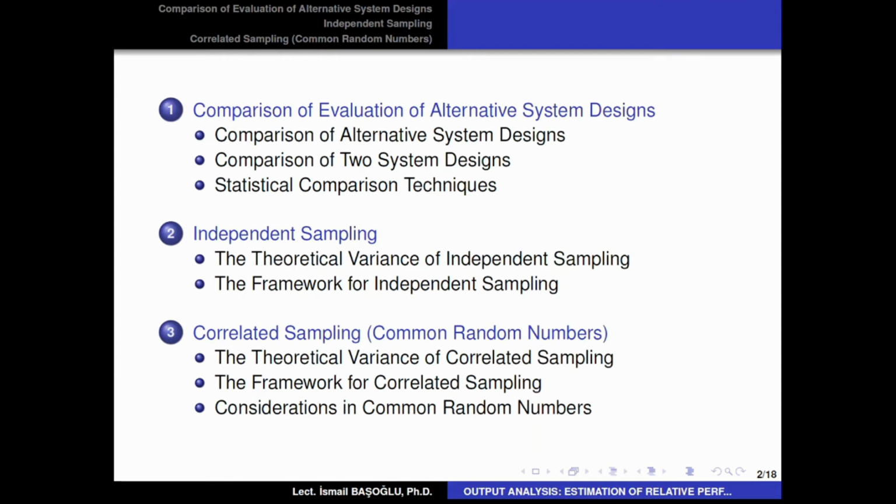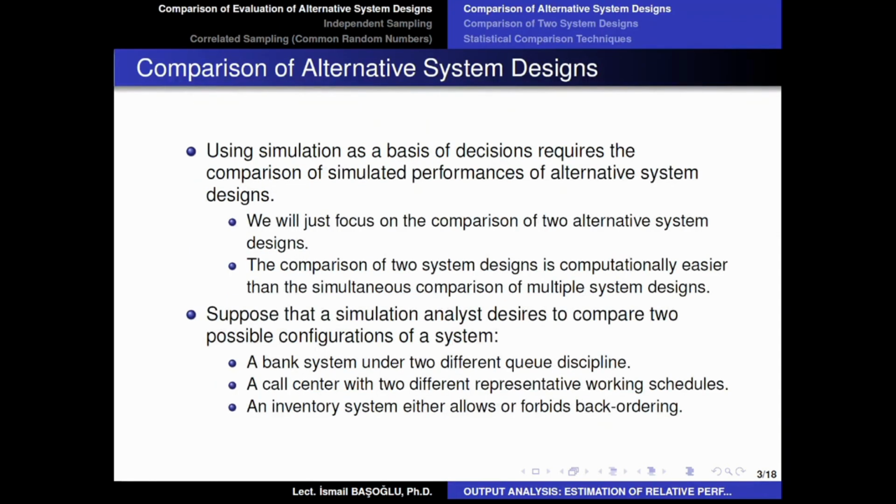We are going to use the correlated sampling idea to reduce the variance of the simulation results to gather much more reliable results. But first, we need to understand the independent sampling concept. Then we are going to explain correlated sampling and how it can be helpful to increase the reliability of simulation results. As we have said previously, using simulation as a basis of decisions requires the comparison of simulated performances of alternative system designs. For example, imagine a bank system under two different queue disciplines.